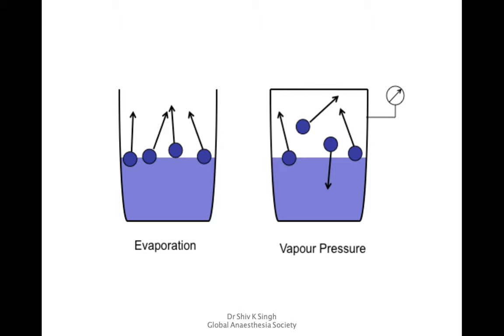So if it is left open, evaporation happens, right? It goes into the atmosphere. A few molecules might hit the side of the wall and come back into the liquid form, but most will escape into the atmosphere. But within the closed container, they create a kind of pressure within the system, and this is the vapor pressure. The vapor pressure will depend on how volatile the liquid is. The more volatile the liquid, the greater the vapor pressure at that particular temperature.